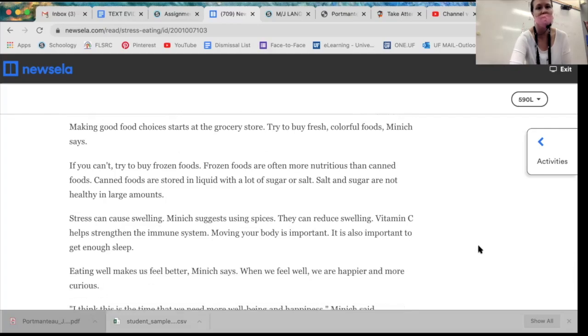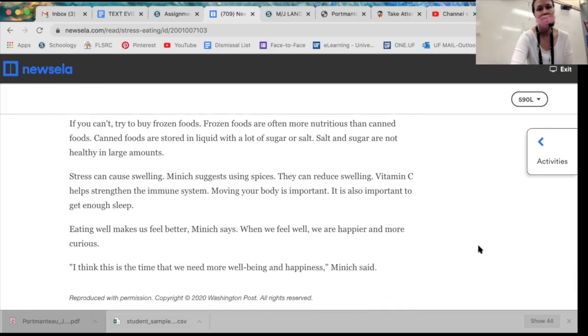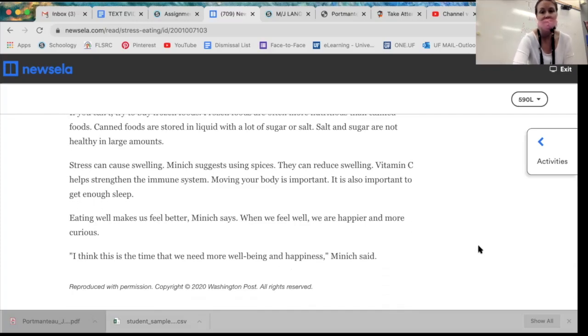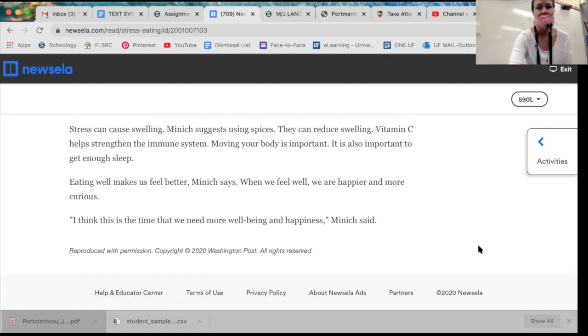Making good food choices starts at the grocery store. Try to buy fresh and colorful foods. If you can't, buy frozen foods, because frozen foods are more nutritious than canned foods. Canned foods are stored in liquid of sugar and salt, and too much sugar and salt are not healthy for you. Stress can cause swelling. Minik suggests using spices. They can reduce swelling. Vitamin C helps to strengthen your immune system.